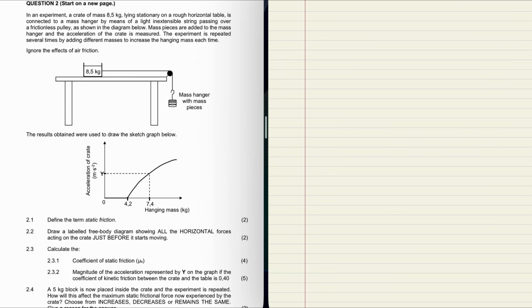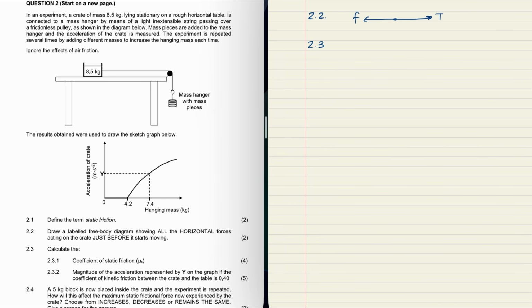Question 2.2. Draw a labeled free body diagram showing all the horizontal forces acting on the crate just before it starts moving. So it's not moving, which means that the forces should be in equilibrium, and they are in equilibrium. And the question is only asking for the horizontal forces. So the forces we will draw are going to be the tension and friction.